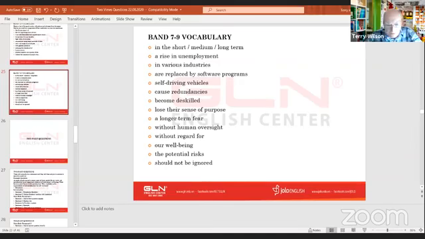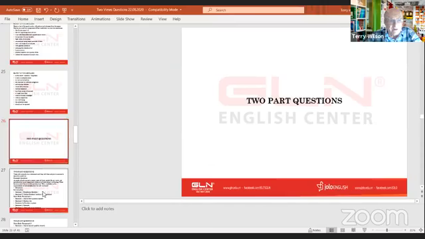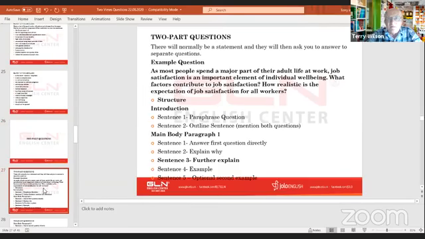Let's go to the other one, which is two-part question essays. So again, we start with the British Council model example. Again, they use the 4 or 5 sentence paragraph, depending if you give one example or two examples. The introduction again is 2 sentences.